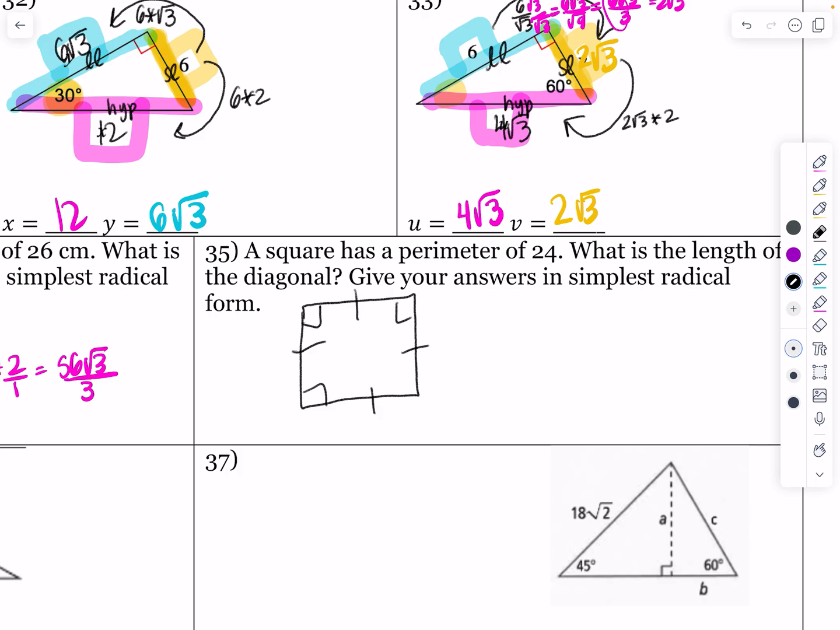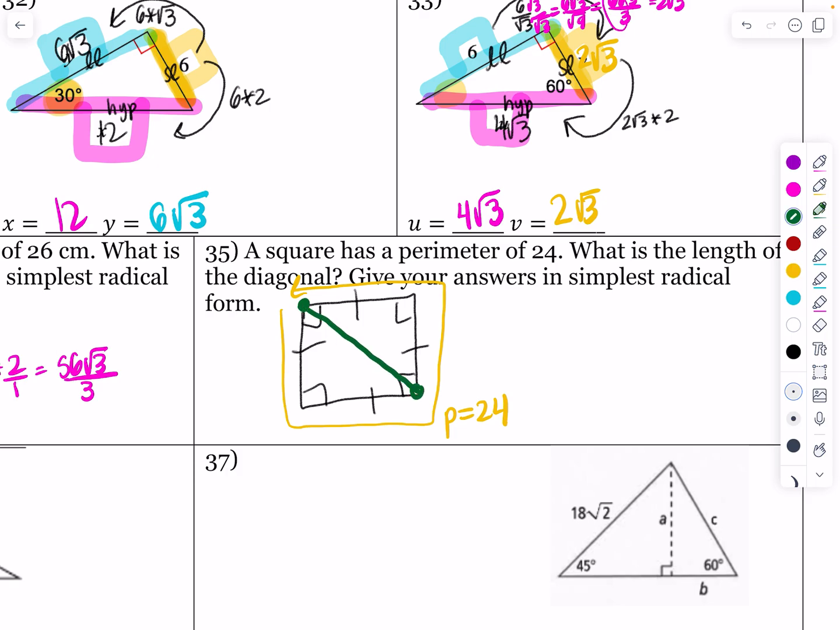Okay, so here's my square. All 4 sides are the same, and it has a perimeter. Perimeter means all the way around the outside. I wouldn't be me if I didn't say bring it around town. So perimeter of 24. That means all the way around is 24. What is the length of the diagonal? I'm going to draw in a diagonal of the shape. That's what we're looking for.